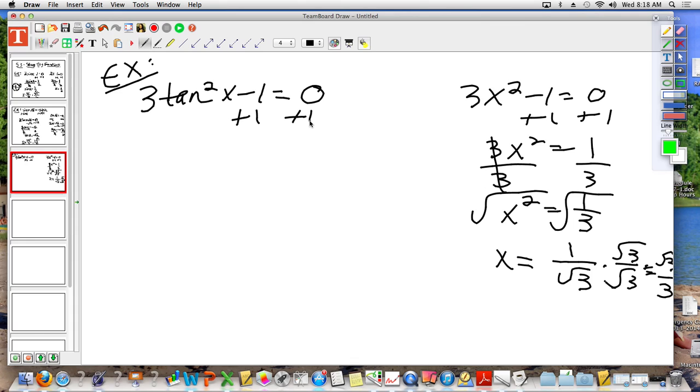What's the square root of 4? Positive and negative. Positive and negative. So I gotta do that. Should be positive and negative square root of 3 over 3.